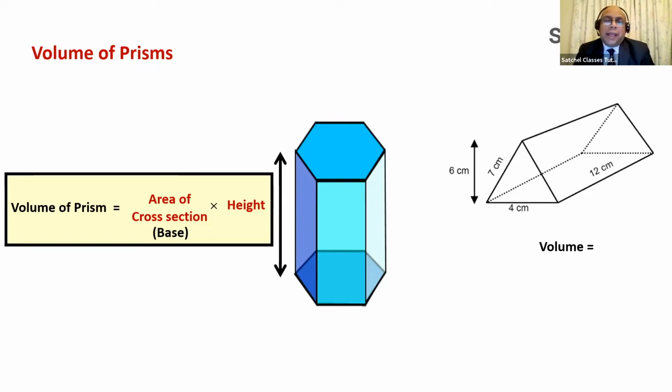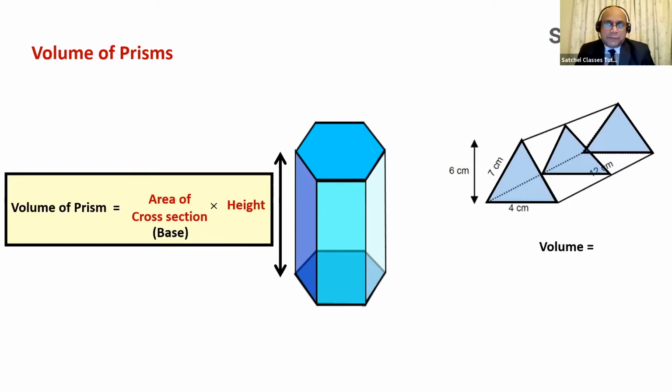Now, area of the base. Is the base the face on which it is resting? The rectangular one? No. Okay, please remember that. The base of any prism is the cross section that remains same throughout. In this case, it is the triangle, right? The triangle is the cross section which remains same throughout that dimension, which is the length.